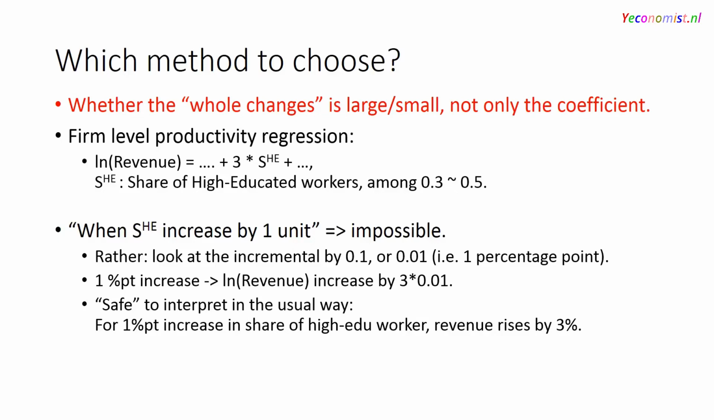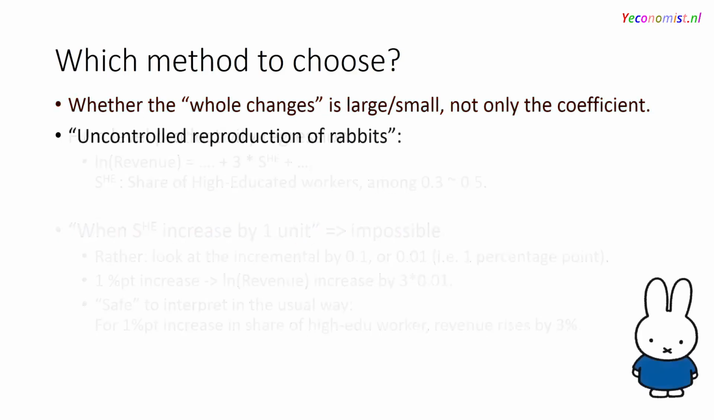So to give another example, we can also have a different scenario in which the coefficient itself is small, but the total change in the log of the value is large, such that we have to use the exact way of interpretation. Let's consider the following example of uncontrolled reproduction of rabbits.